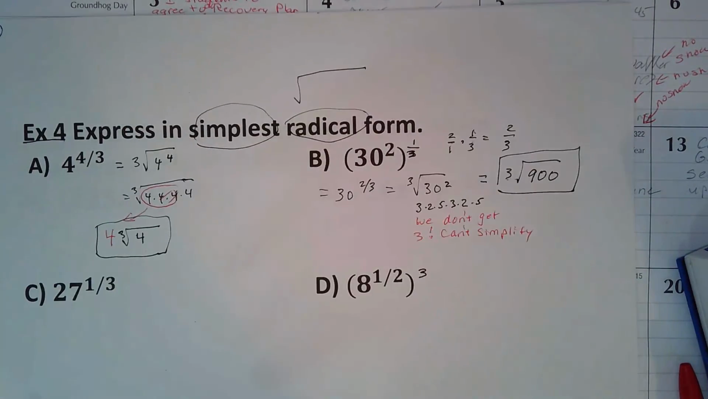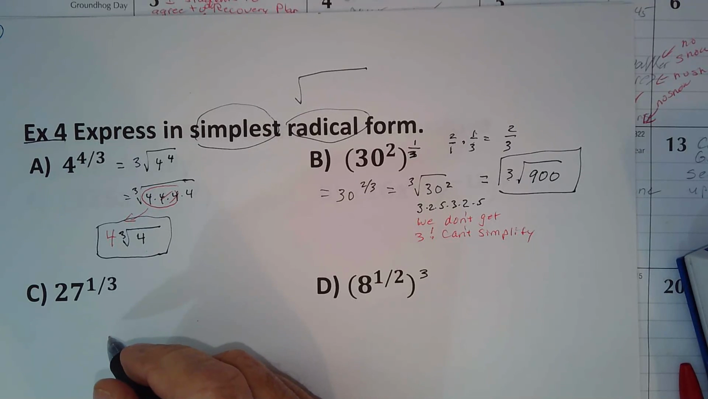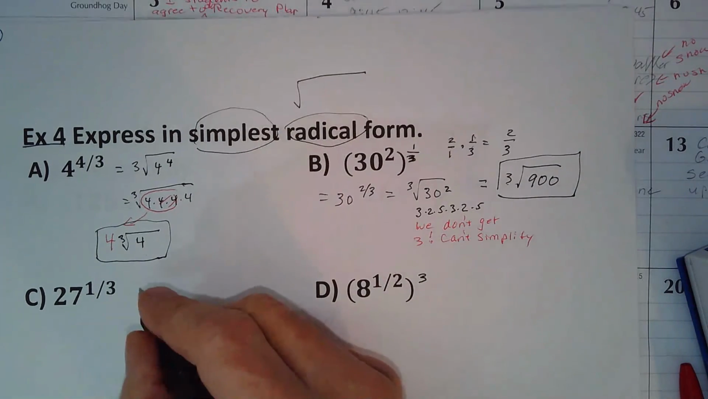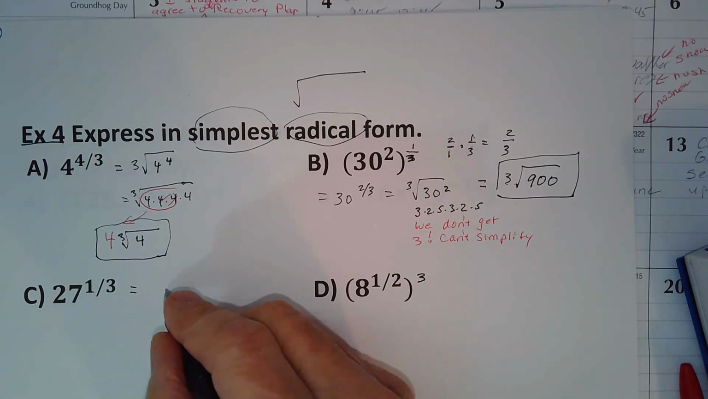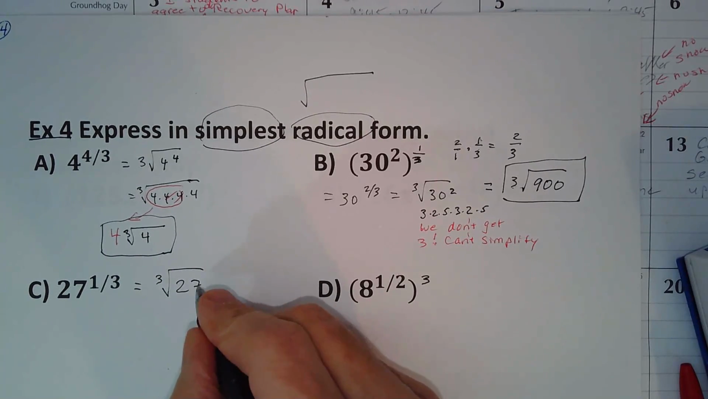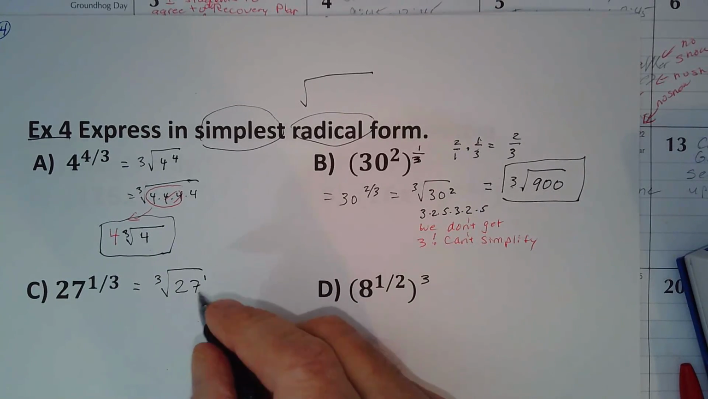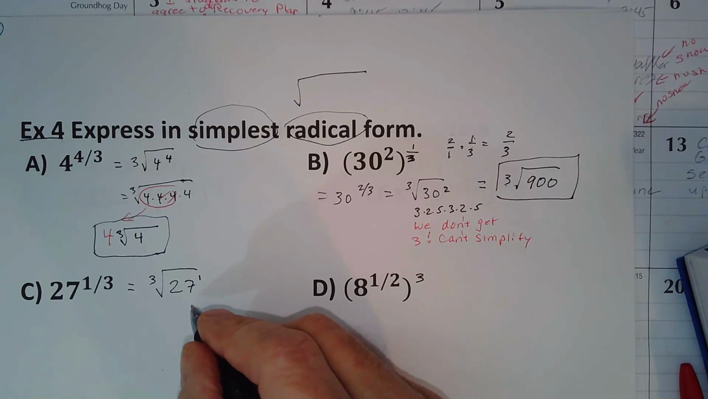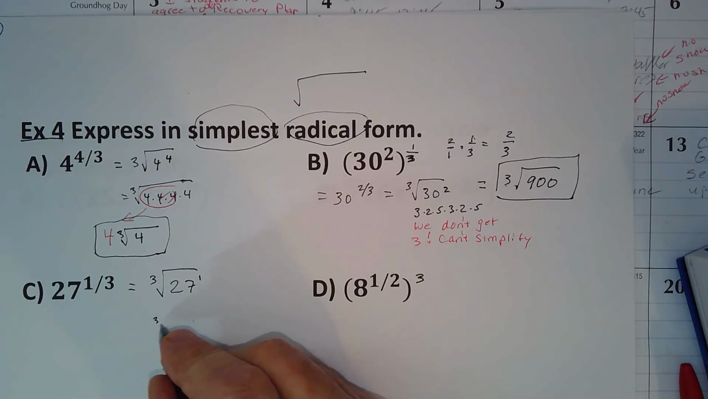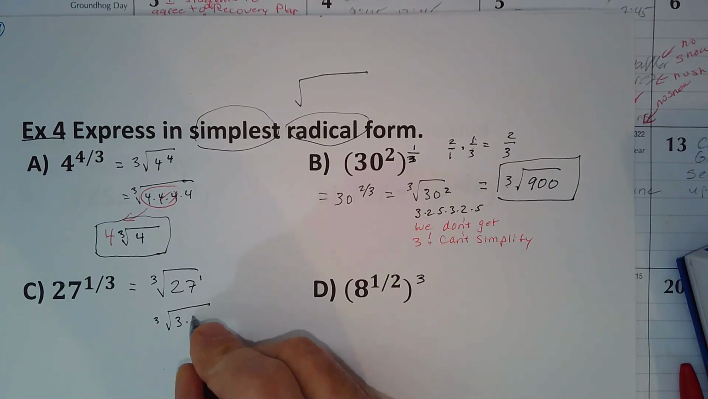All right, 27 to the 1/3. All right, so let's change this. This would be putting it into radical, the cube root of 27 to the 1, right? And that factors into 3 times 9, which is 3 times 3 times 3. So we could have the cube root of 3 times 3 times 3.